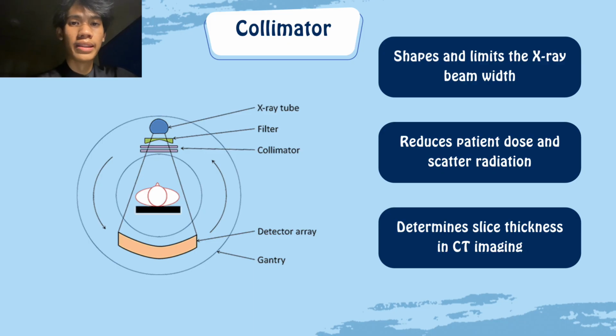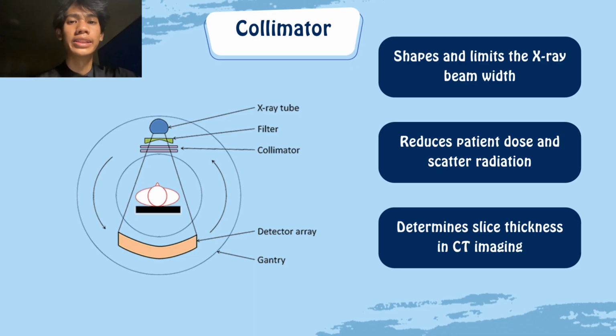Next is the collimator. Just like the filter, it also helps shape and emit the X-ray beam, also reducing the overall dose received by the patient. Not only that, the collimator also plays a role in improving image quality, as it also determines the slice thickness used for each examination.